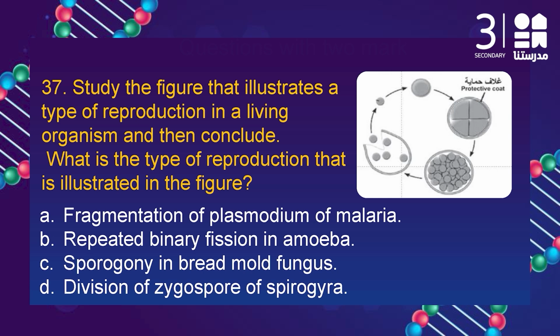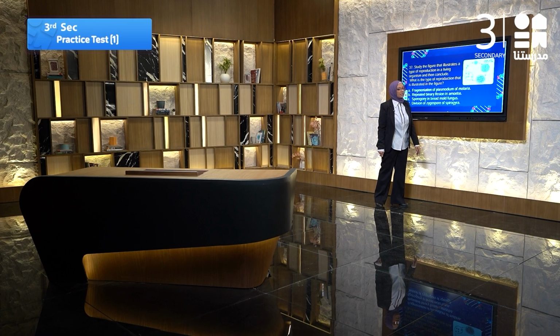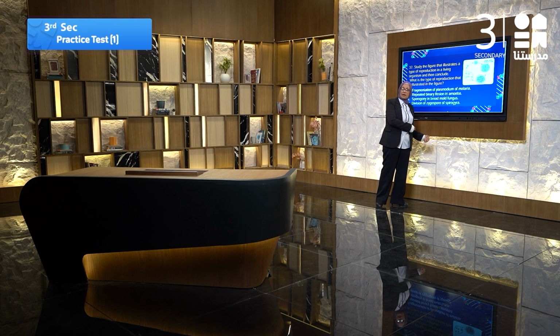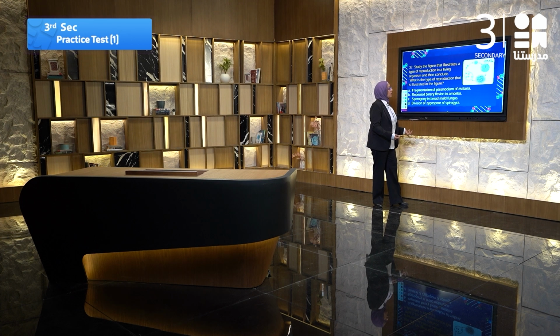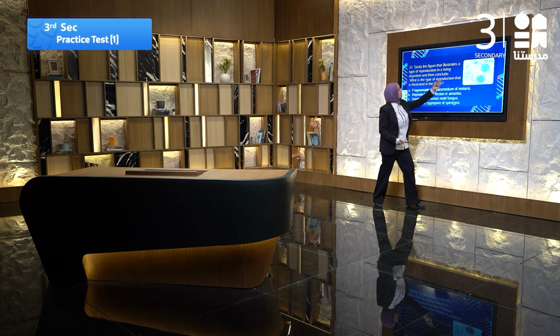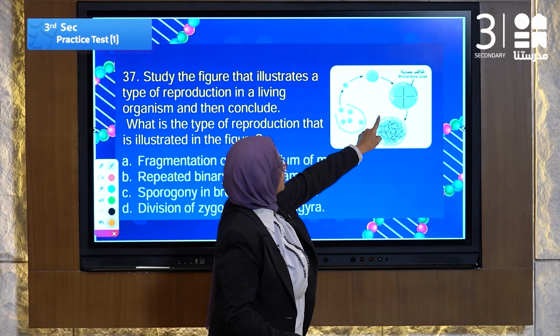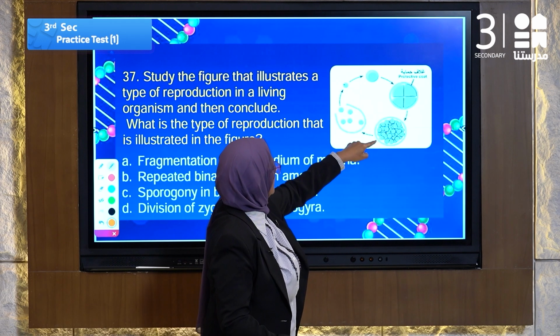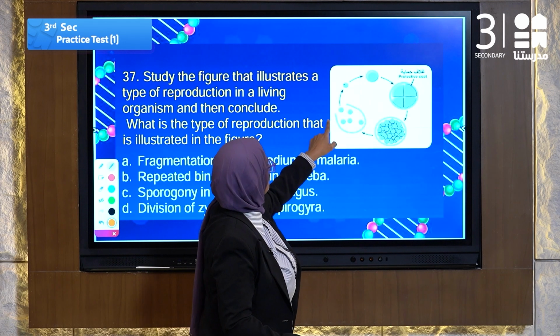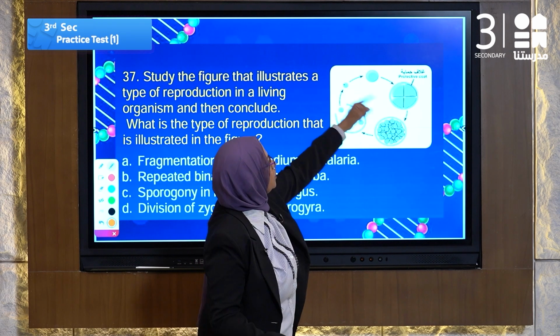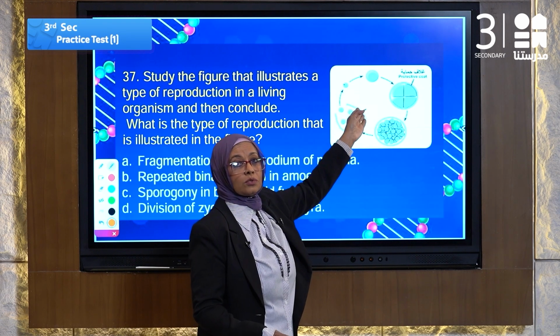And then conclude. Conclude means we must think. What is the type of reproduction that is illustrated in the figure? A type of reproduction which increases the number: one cell gives 2, 3, 4, and the other cells again, and then becomes one cell with a protective coat and reproduces again.